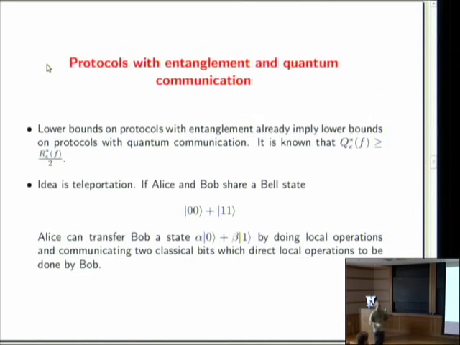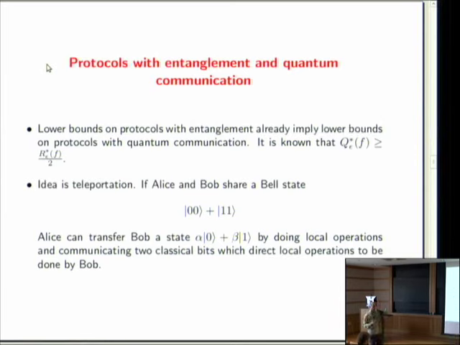Okay, so now I just leverage this one step further. I can also get lower bounds on protocols that have entanglement and also send quantum communication. The reason is that protocols with entanglement and protocols with quantum communication and entanglement are essentially equivalent. Entanglement already allows you to simulate sending quantum messages. In fact, you just lose a factor of 2.